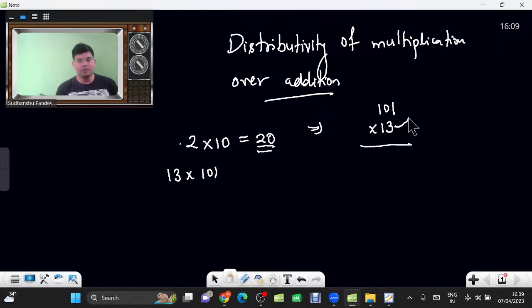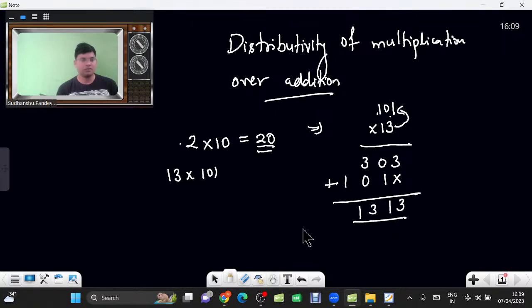Then 3 is first multiplied by 1, you write 3. Then 3 is multiplied by 0, we write 0. Then 3 is multiplied by 1, we write 3. Then we put a cross here. Then 1 is multiplied by 1, we write 1. 1 is multiplied by 0, we write 0. 1 is multiplied by 1, we write 1. And now we do the addition. We write 3, 1, 3, 1. This is the typical way of multiplying it.